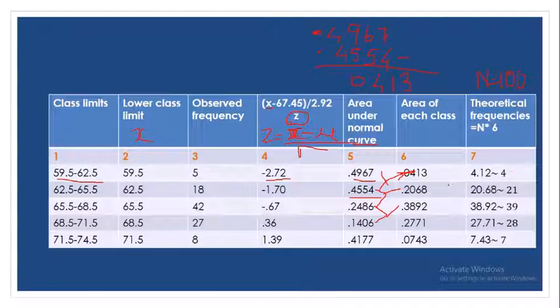Now you see the difference. You have the observed frequencies as 5, here it is 4. Here it is 18, here it is 21, 42, 39, 27, 28, 8 and 7. So that is the difference. So this is how you do a fitting for a normal distribution.